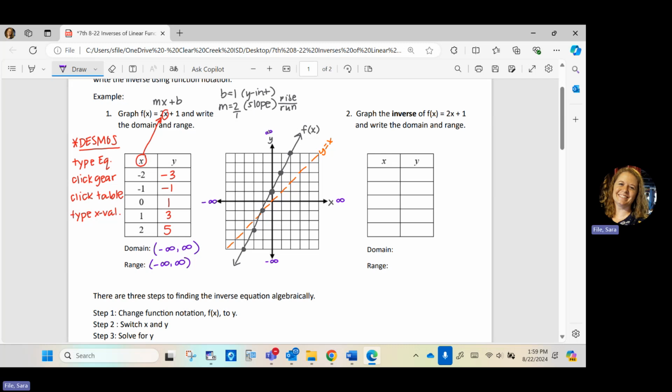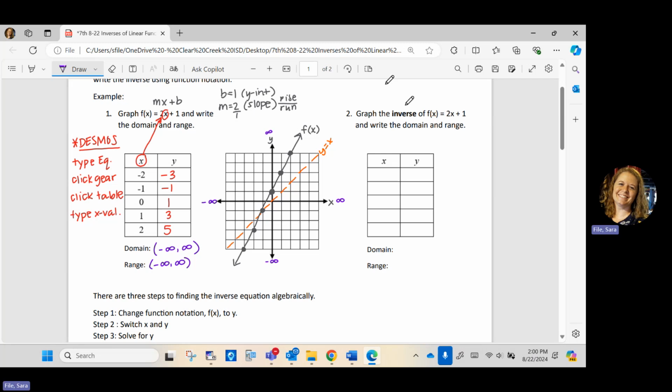Okay, the only time a line would not have that as the domain is if it was a vertical line, if it was straight up and down, but then it wouldn't be a function. So all linear functions have this domain and range.